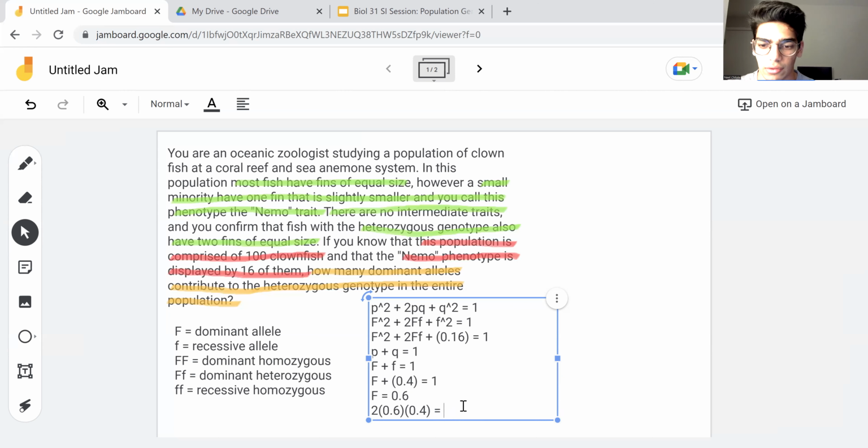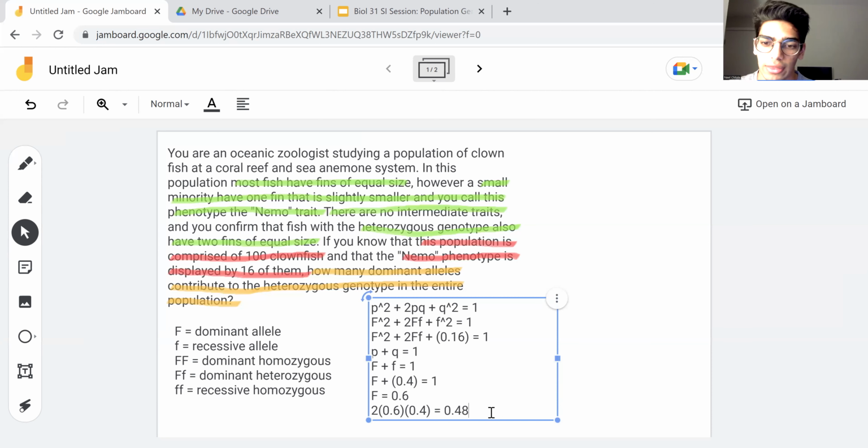And I did it on my calculator. That got me a proportion of 0.48. So 0.48 is the proportion of individuals in the population who have that heterozygous genotype. Okay? And that is also still the equal size fin phenotype.